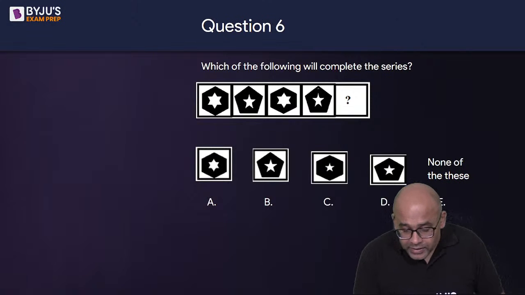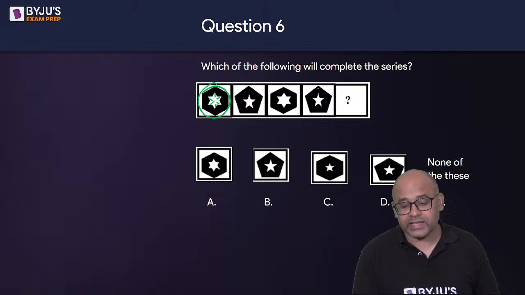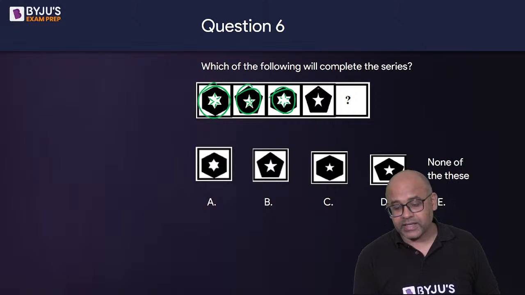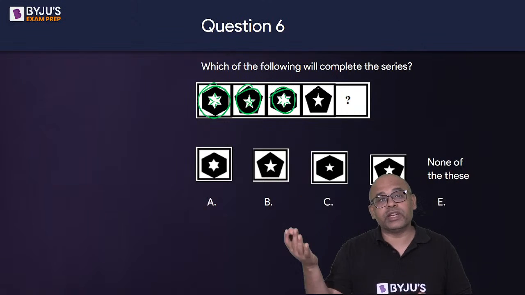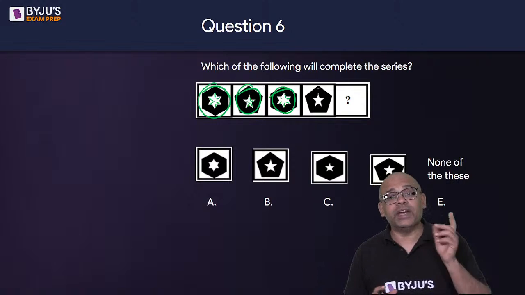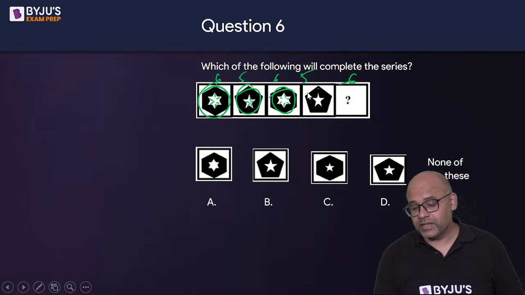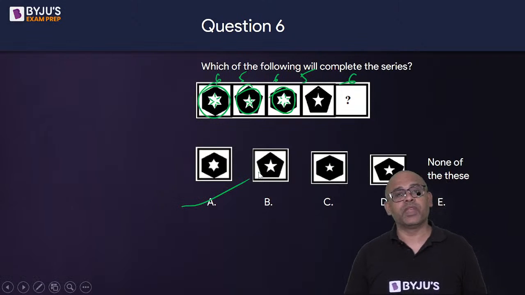So what is the answer? So you can see 1, 2, 3, 4, 5, 6, and outside it's a hexagon. 1, 2, 3, 4, 5, outside is a pentagon. Once again, 1, 2, 3, 4, 5, 6, hexagon. So basically whatever is outside, inside is the same star. And it is altering between 6, 5, 6, 5. It should be 6, which means option A. Very, very simple.